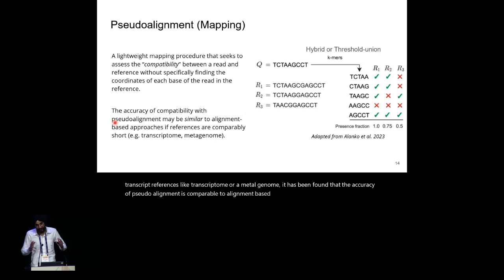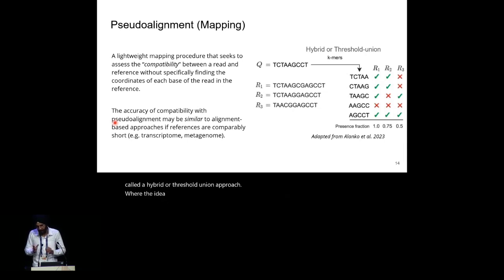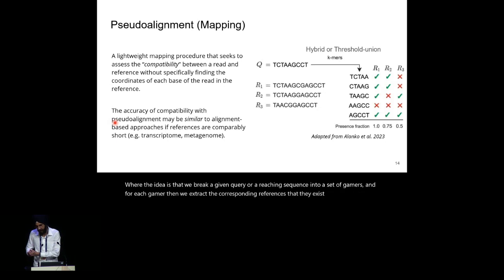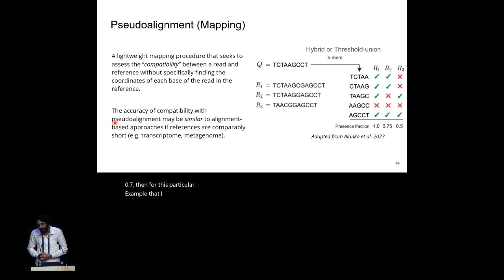There are different variations of pseudo-alignment, but we have used something called the hybrid or threshold-union approach. The idea is that we break a given query, or read sequence, into a set of k-mers, and for each k-mer, we extract the corresponding references that they exist in. Then, if a certain proportion of k-mers within that read map to a reference, that reference is assigned to that particular query. So, if I have a threshold of 0.7, then for this particular example, both R1 and R2 are plausible mappings for that query sequence.